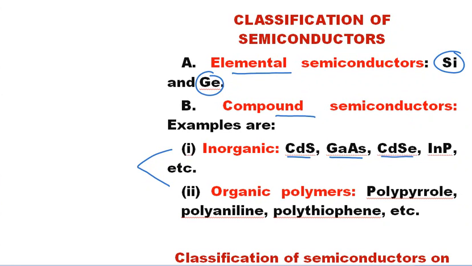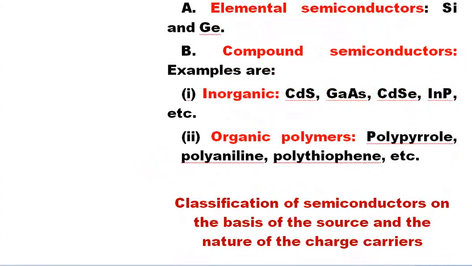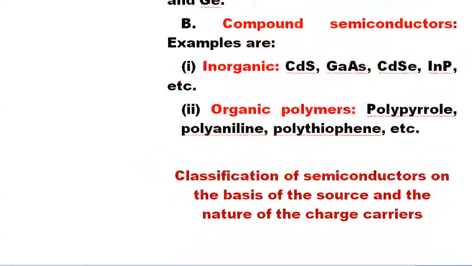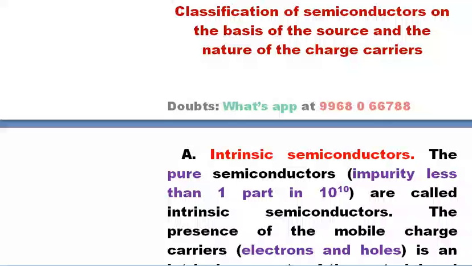Then we would like to classify semiconductors on behalf of the source and nature of charge carriers. Dear students, charge carriers may be of two types. Number one, electrons, very familiar, and number two, holes. Holes, a new concept. Whenever an electron is transferred from one place to another, there is an empty place of the electron that is termed a hole. Exactly, a hole is nothing but the empty place of an electron.